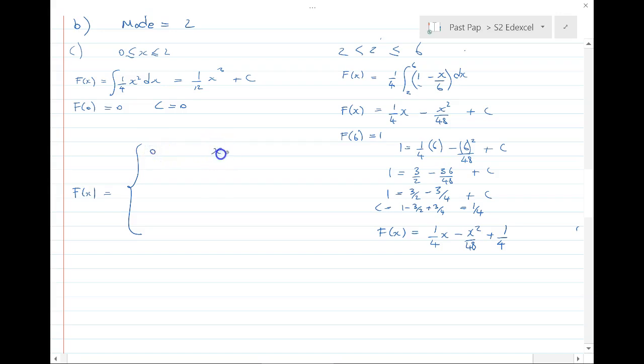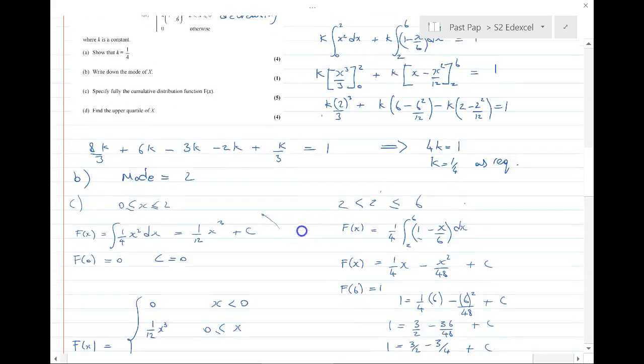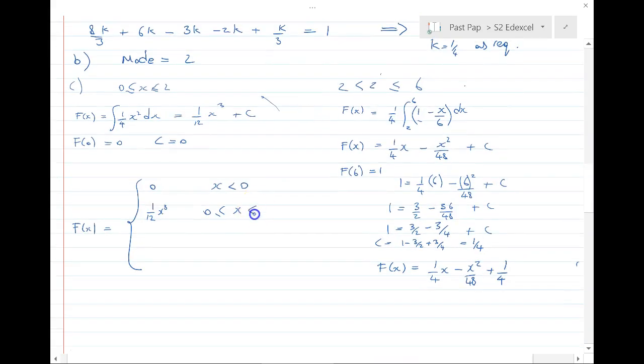That's 0 if x is less than 0. Okay, that's clear. We can't have any numbers less than 0, so 0 probability there. Then we've got this part of the rule, but with c equal to 0, so that's 1/12 x cubed if x is greater than or equal to 0 and less than or equal to 2. Then we've got this part of the rule between 2 and 6: 1/4 x minus x squared over 48 plus 1/4 applies between the values 2 and 6.